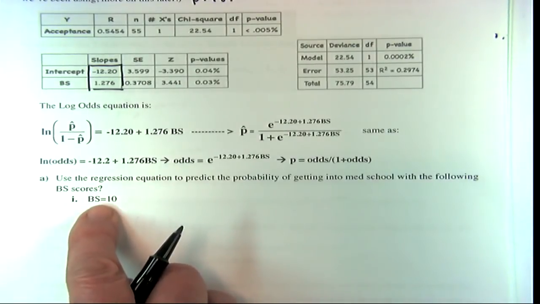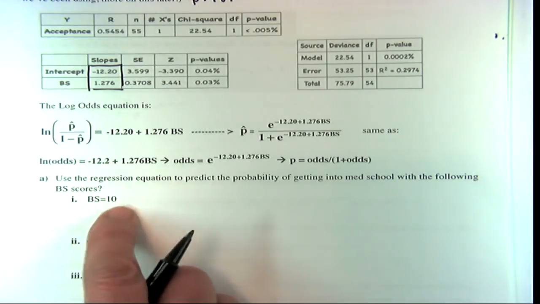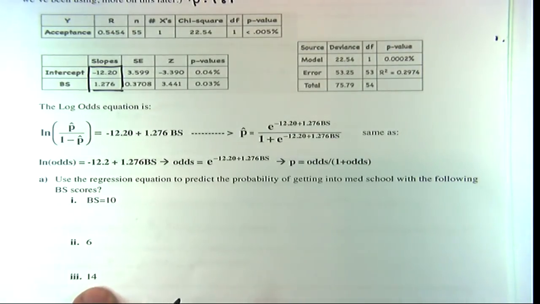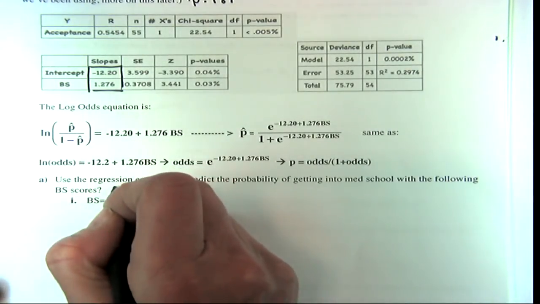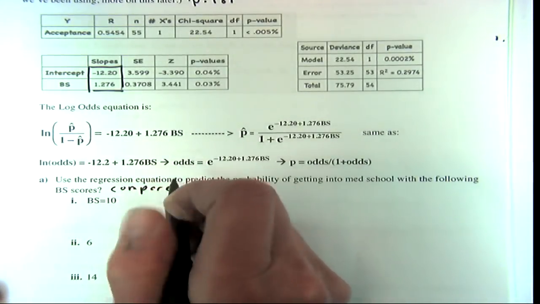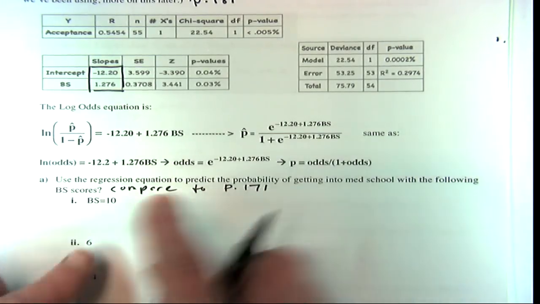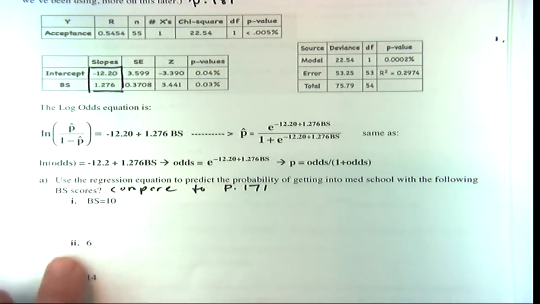And for 10, it gave us a reasonable estimate of the probability, something like 60% or something. But remember, for this, it gave us a negative probability of getting in, and for this, it gave us a probability over 1. All right, so we can compare to those other ones on page 171 if you want. You'll see how this makes more sense using this equation rather than the previous one we got through least squares.